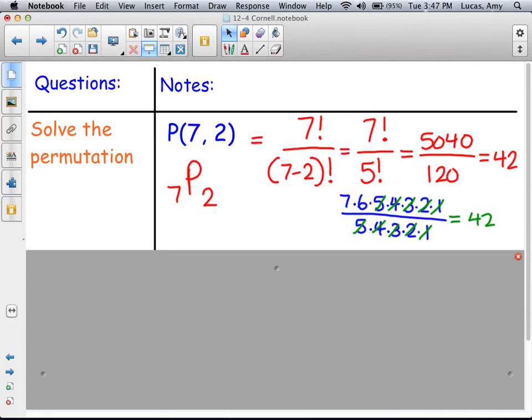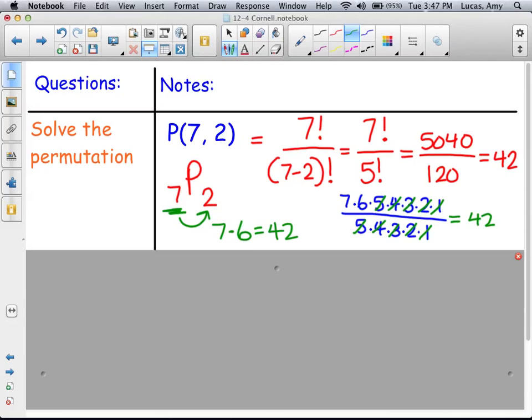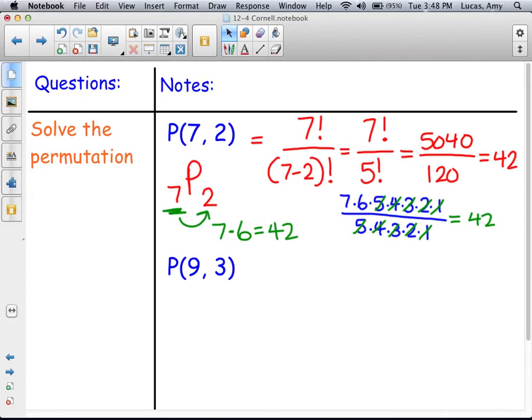Another thing that you might think about is if you start with 7 items and you're just going to fill the first 2 spots, there's 7 for the first spot, 6 for the second spot, also equals 42. So a couple of different ways you can think about that permutation. Now remember, permutations are when the order does matter.